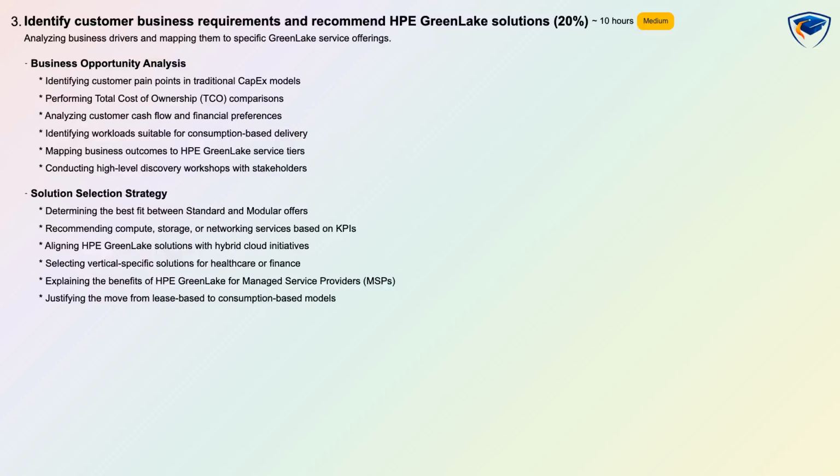The syllabus teaches how to map workloads and business outcomes to specific GreenLake tiers, determine which workloads suit consumption delivery, and run discovery workshops with stakeholders. You will also practice a solution selection strategy that differentiates standard and modular offers, recommends compute, storage or networking services against KPIs, aligns solutions with hybrid cloud initiatives, and justifies the move from lease-based to consumption-based models.